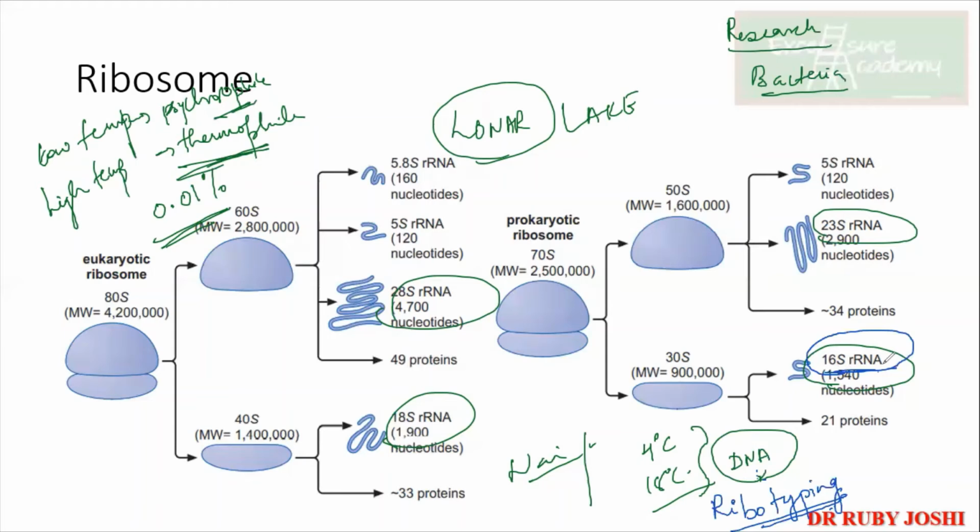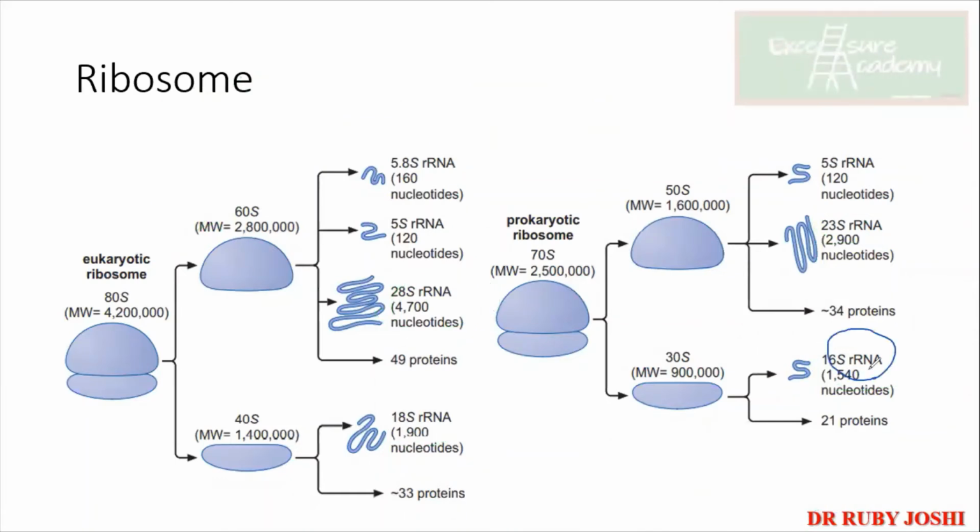Do you agree? It is RNA, right? Where did the RNA come from? It came from DNA. So the sequence which is coding for 16S rRNA, there will be a region of the DNA. Correct? This will be a particular sequence of the DNA from which you got this RNA. So you are going to identify this particular 16S DNA.